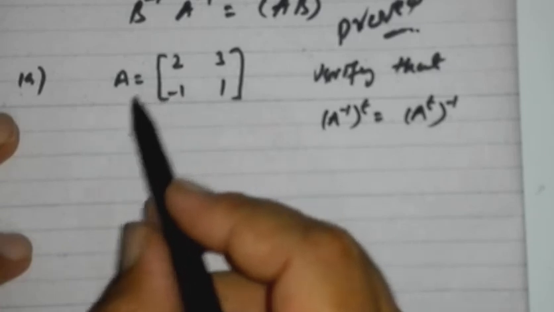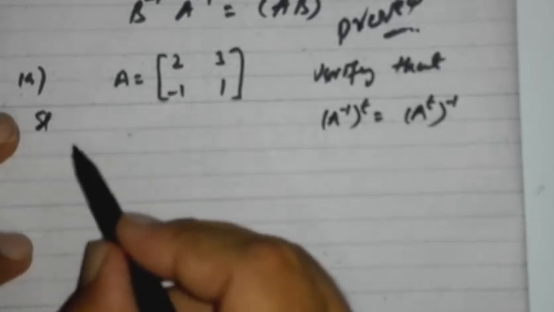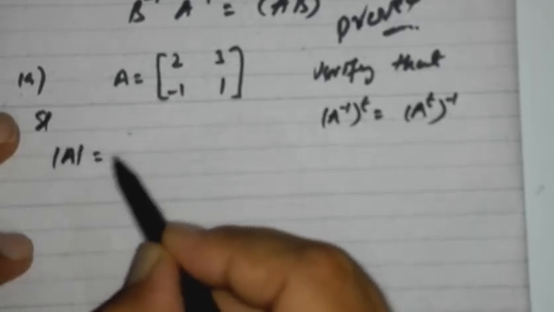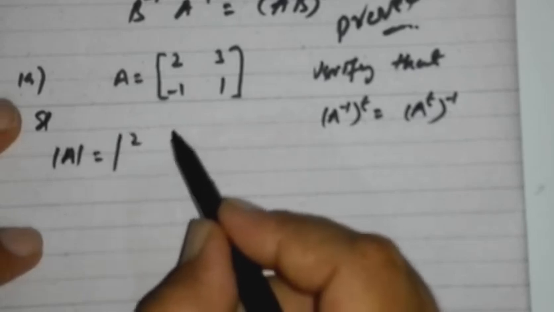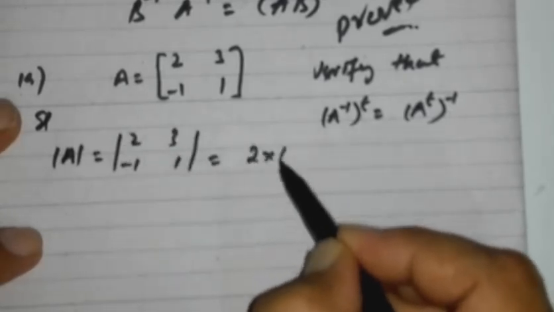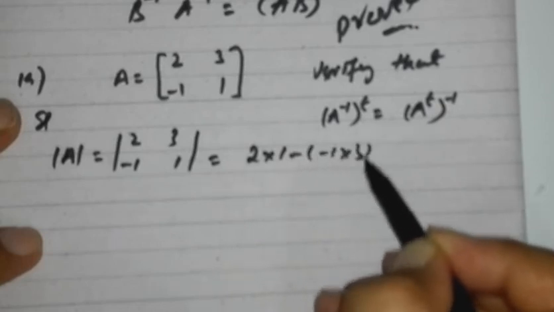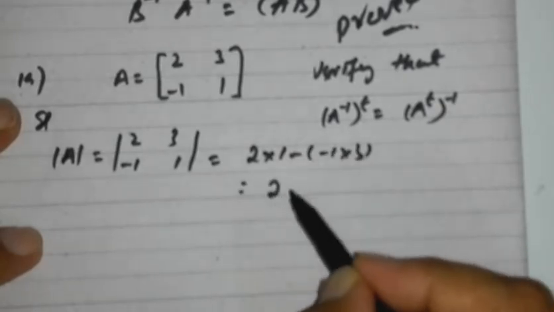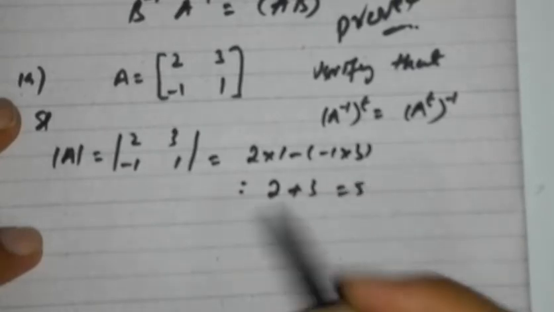Question 19. A equals this matrix. Verify that (A inverse) whole transpose equals (A transpose) whole inverse. For this, first find A inverse. For the inverse, first we find the determinant. 2, 3, minus 1, 1. 2 into 1 minus (minus 1) into 3. 2 plus 3, we get 5.